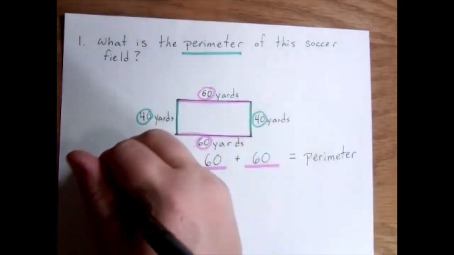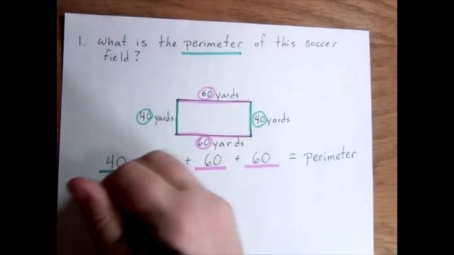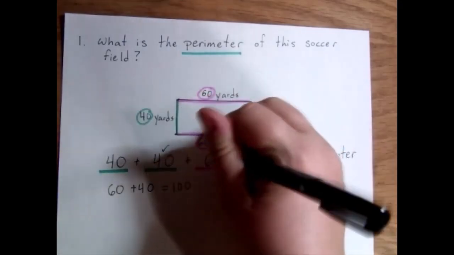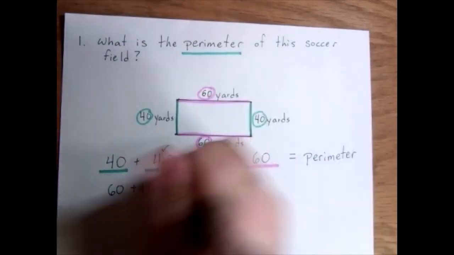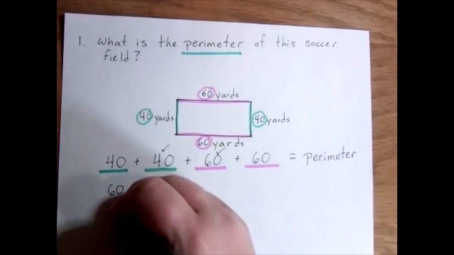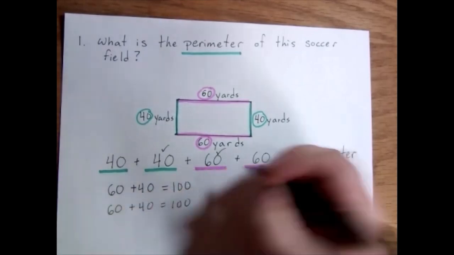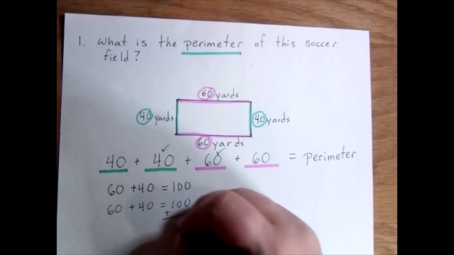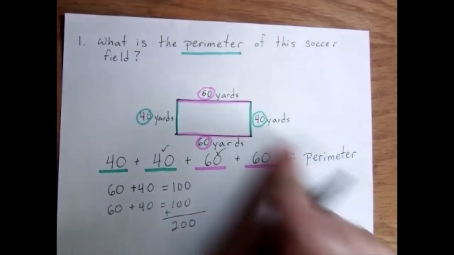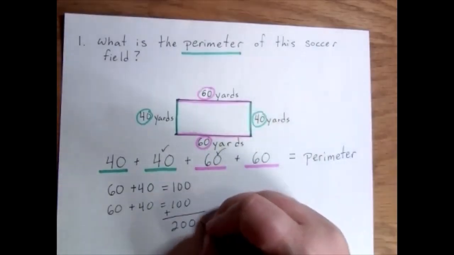I'm going to write 60 plus 40 equals 100. I did 40 and 60. And if I double that, because 40 and 60 again, 60 plus 40 equals 100, that is 200. So the total perimeter of our soccer field is 200 yards.